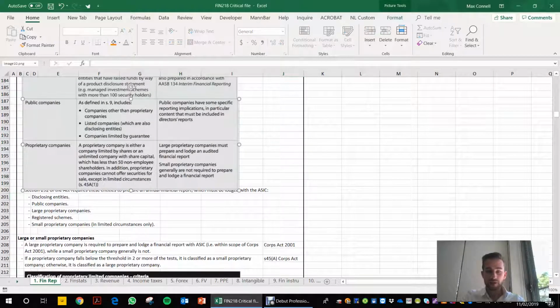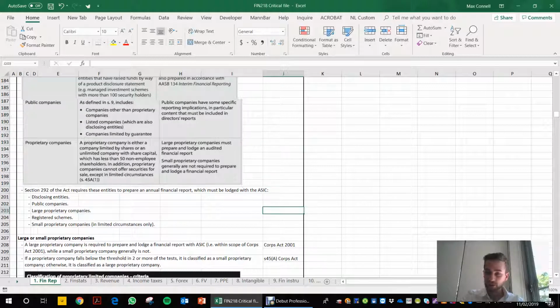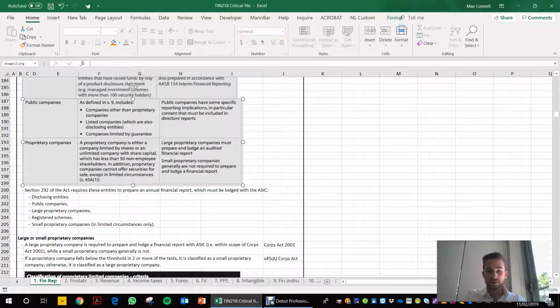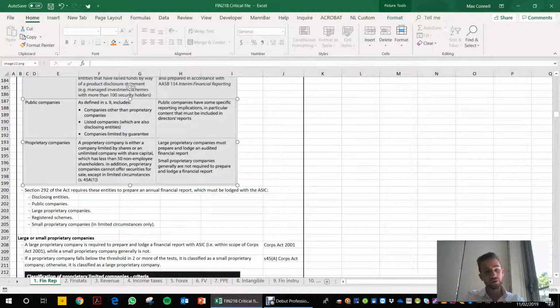And the last one we have here is proprietary companies. A proprietary company is either a company limited by shares, which is just your standard Pty limited company, by the way, or an unlimited company with share capital, which has less than 50 non-employee shareholders. In addition, proprietary companies cannot offer securities for sale except in limited circumstances. There are certain reporting requirements, and this is important because it does come up in questions.